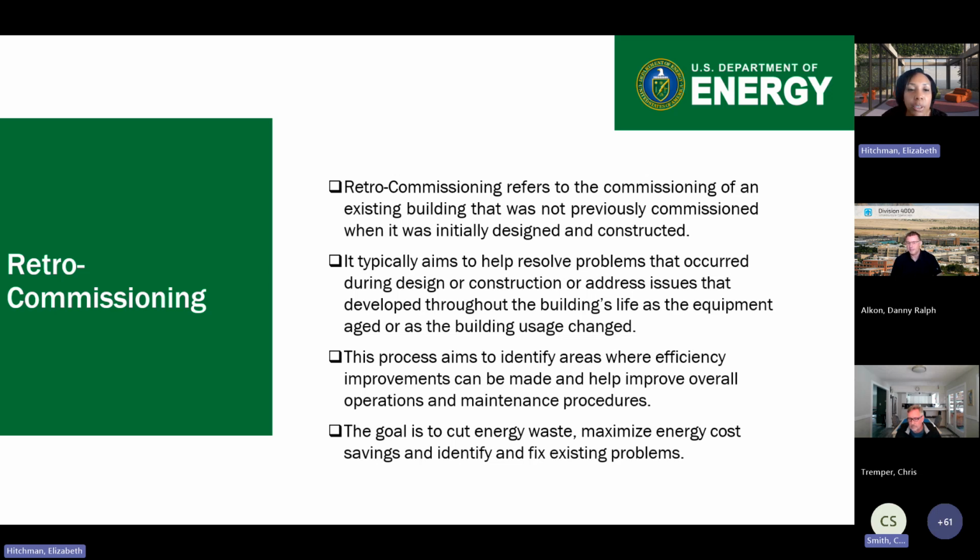It typically aims to resolve problems that occur during design or construction, or addresses issues that develop throughout the building's life as the equipment aged or as the building usage changed. The process aims to identify areas where efficiency improvements can be made. The goal is to cut energy waste, maximize energy cost savings, and identify and fix existing problems.